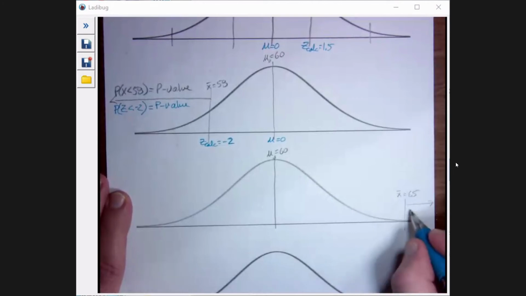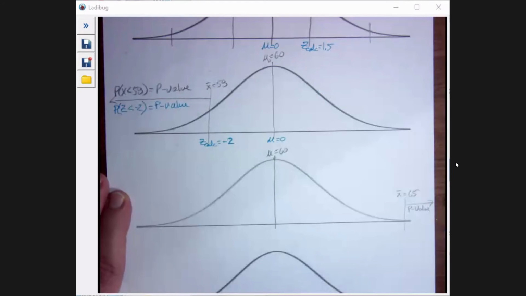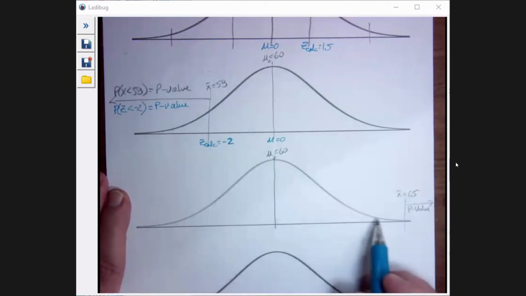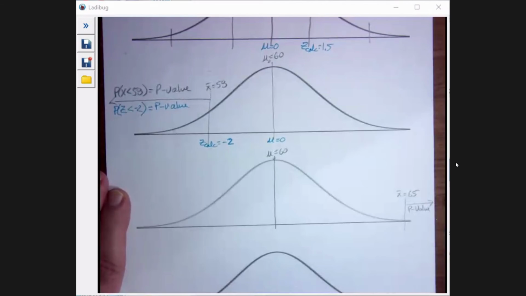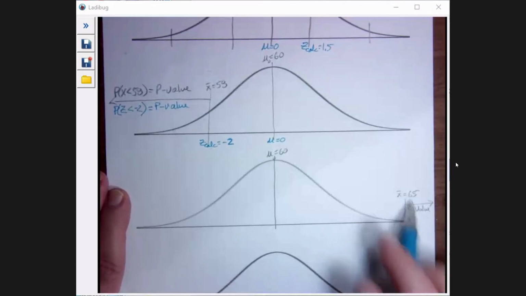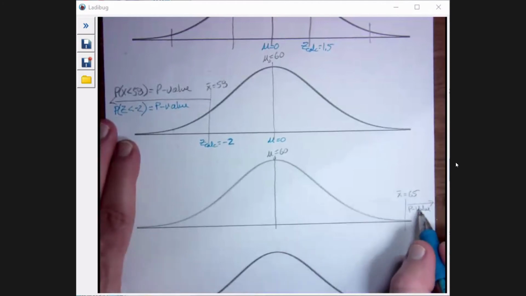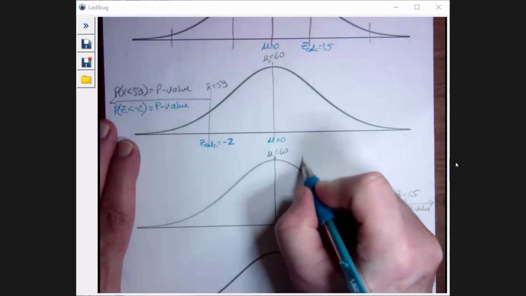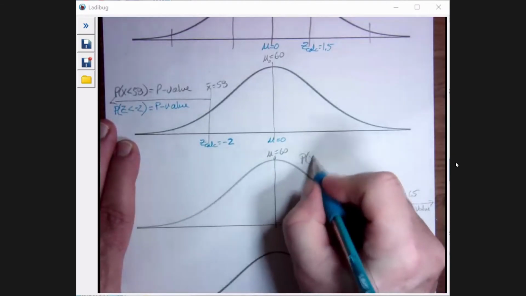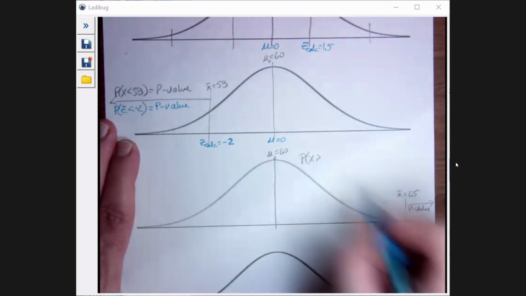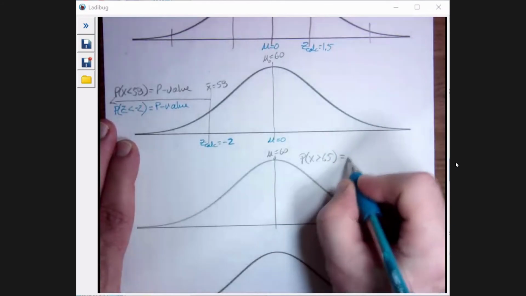And our P value here, is it going to be large or small? It's going to be pretty small, isn't it? We already can tell because if it were 3 standard deviations away from the mean, the P value would be 0.00135. But this is even farther away than that, so this is going to be even smaller. So let's compute the P value. The P value is the probability of getting a value greater than 65.